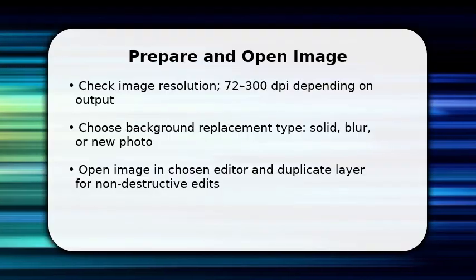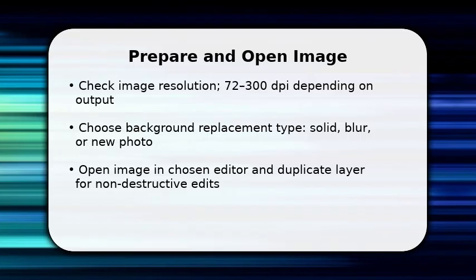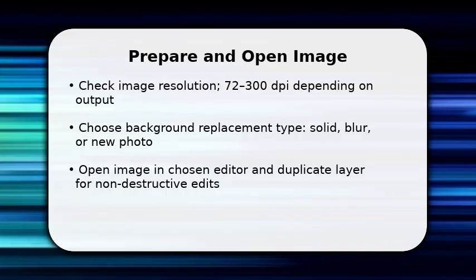You start by preparing the file. Duplicate the original layer so you can always revert. Once duplicated, select the subject using a refine selection tool. Quick Mask, Lasso, or AI selection works. Make sure to zoom to 100% and refine edges where hair or soft material appears.